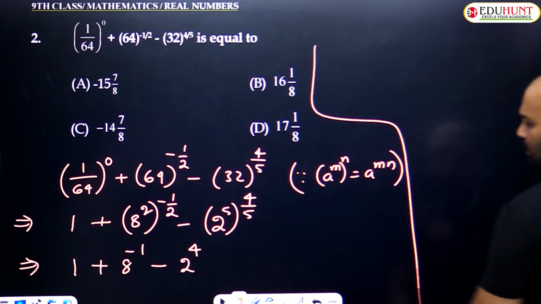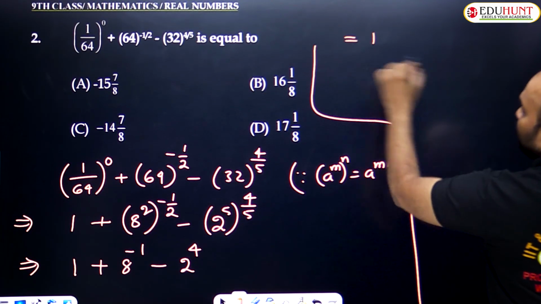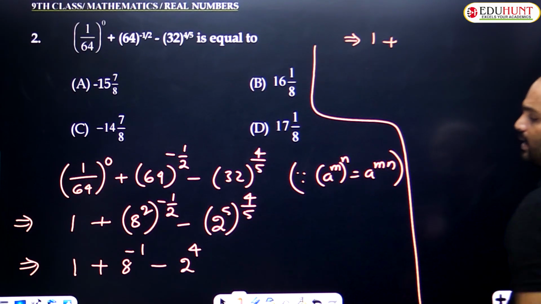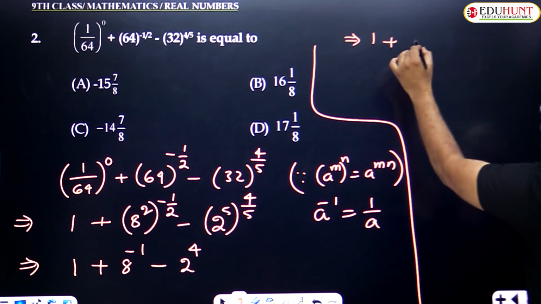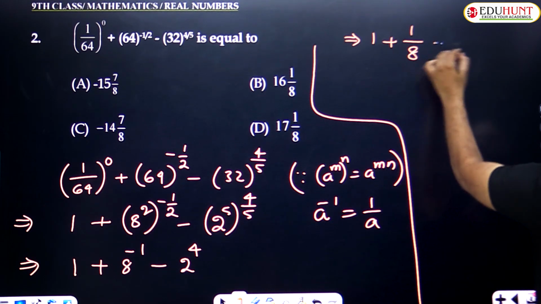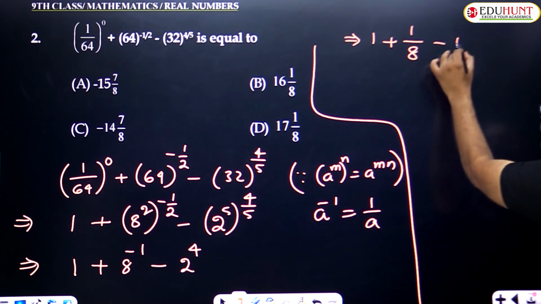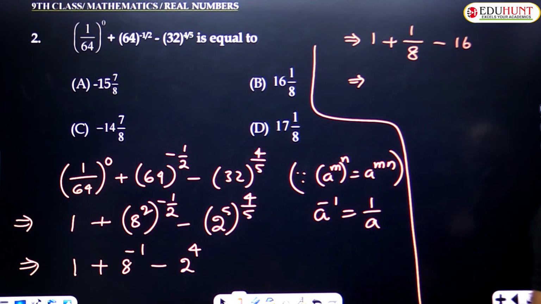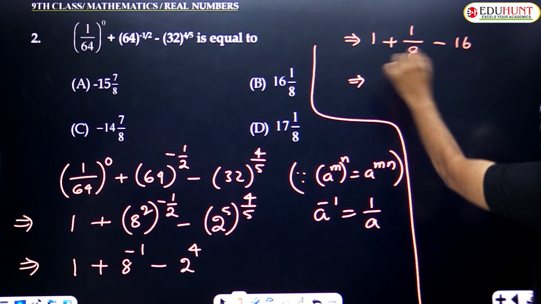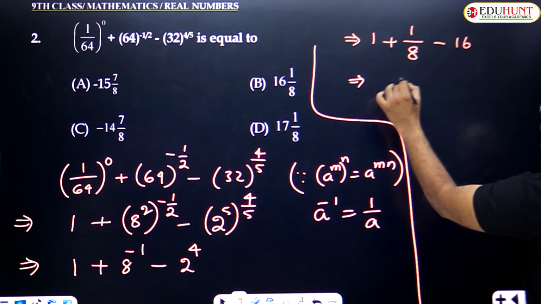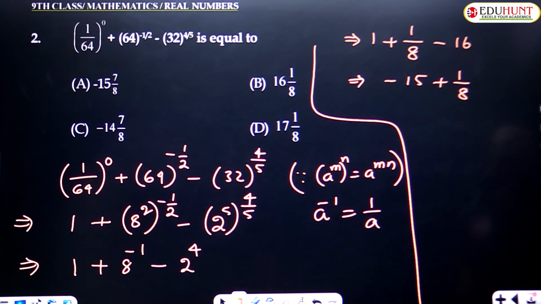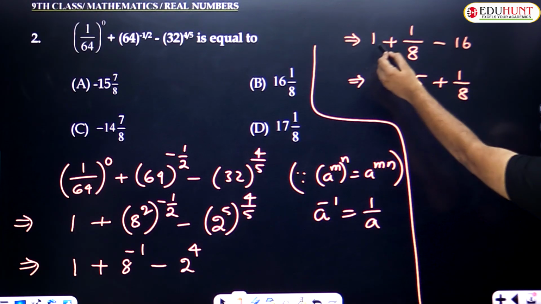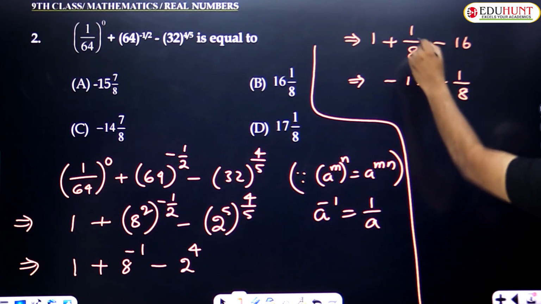So clearly we need to understand. So 1 plus, a^(-1) can be written as 1/a, so 8^(-1) can be written as 1/8. Minus 2^4, which is 16. So what we are getting here is minus 16 plus 1, minus 15, so minus 15 plus 1/8. Because my negative value is more than the positive, minus 16 plus 1 is minus 15, with 1/8 common.